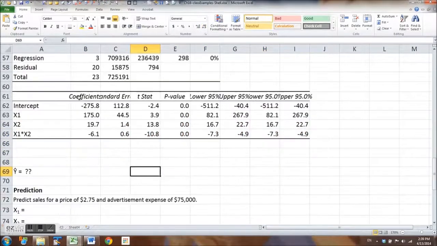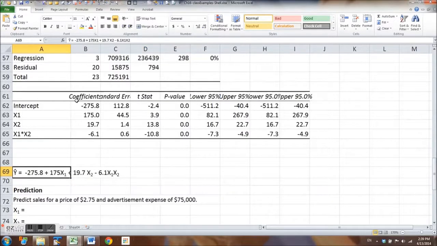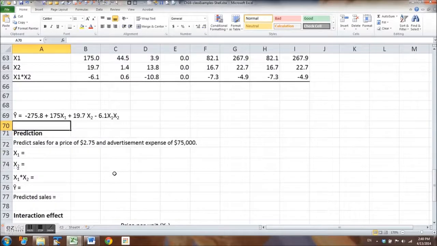So here are the coefficients. Look at the y hat estimate equation. Minus 275.8, that's your b sub 0, and 175 times x sub 1, 19.7 times x sub 2, and then minus 6.1 x sub 1 times x sub 2. So we can now use this to predict sales.